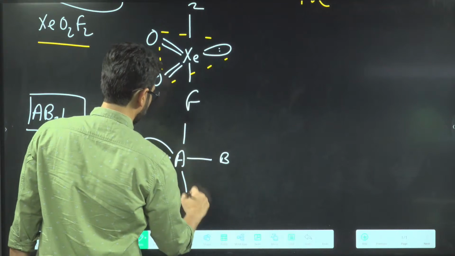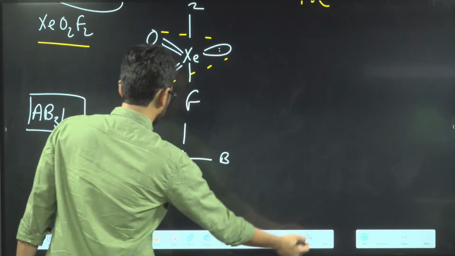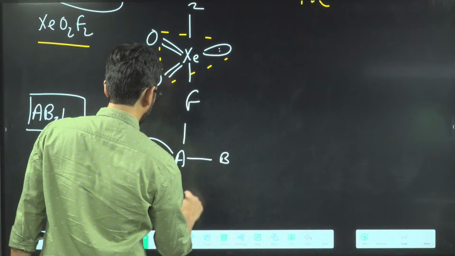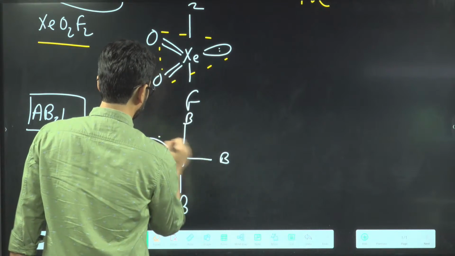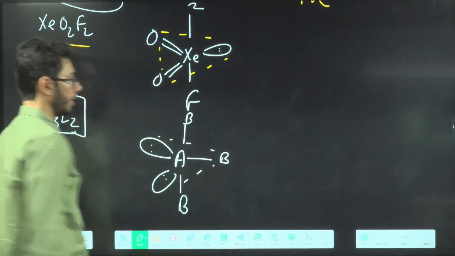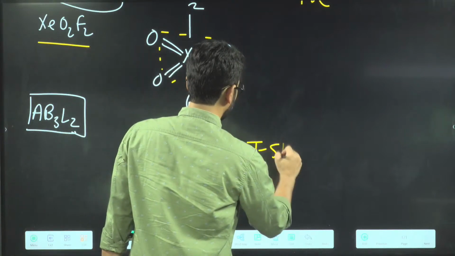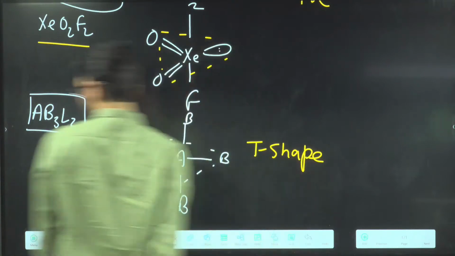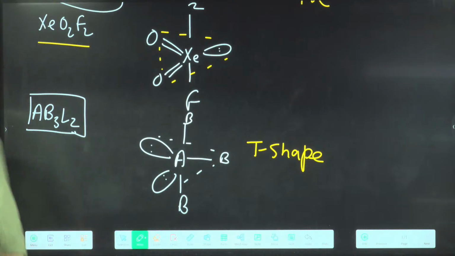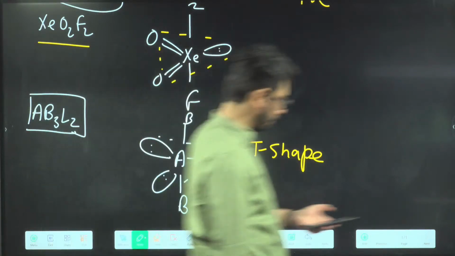and the other bond pairs will be available on the axial plus equatorial. So which shape is it? It is T-shape.